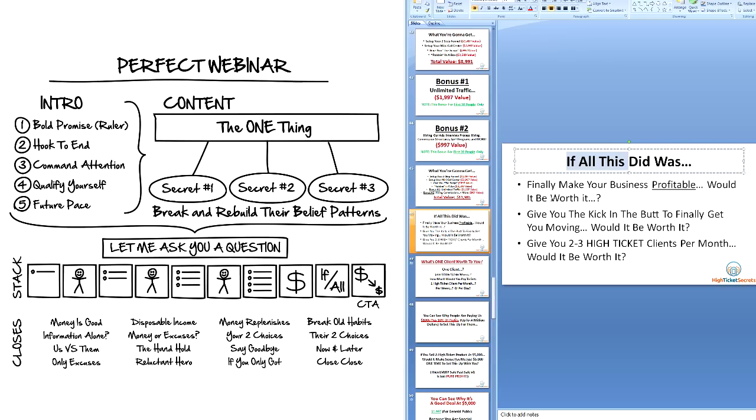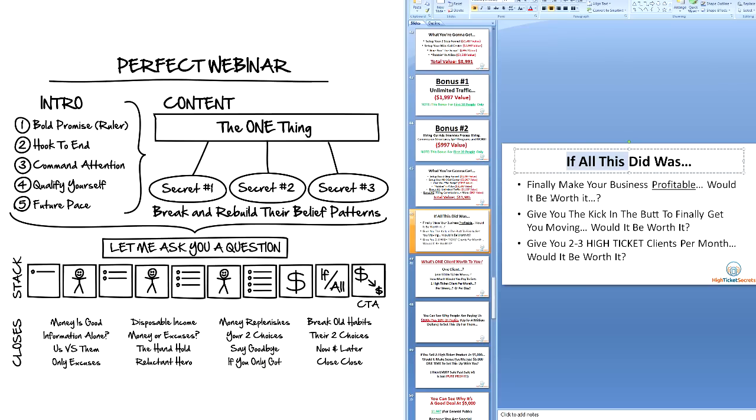If all this package did was finally make your business profitable, would it be worth $11,000? Yeah, I thought so. Now, if all this package did was finally give you the kick in the butt you need to get moving, would it be worth it? Yeah, I think so too. Now, if all this package did was give you 2 to 3 high-ticket clients per month, would that be worth it? Yeah, I don't know about you, but I'd trade $12,000 for 2 or 3, $5,000 to $10,000 sales a month all day long. This is a one-time investment.